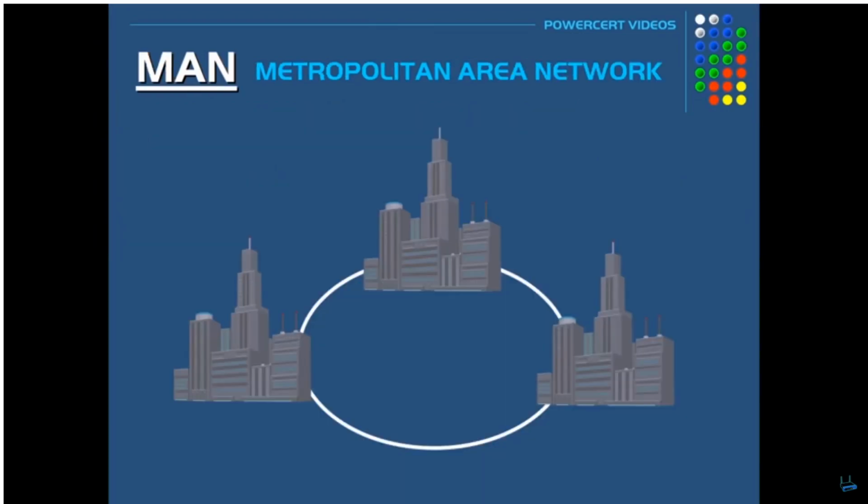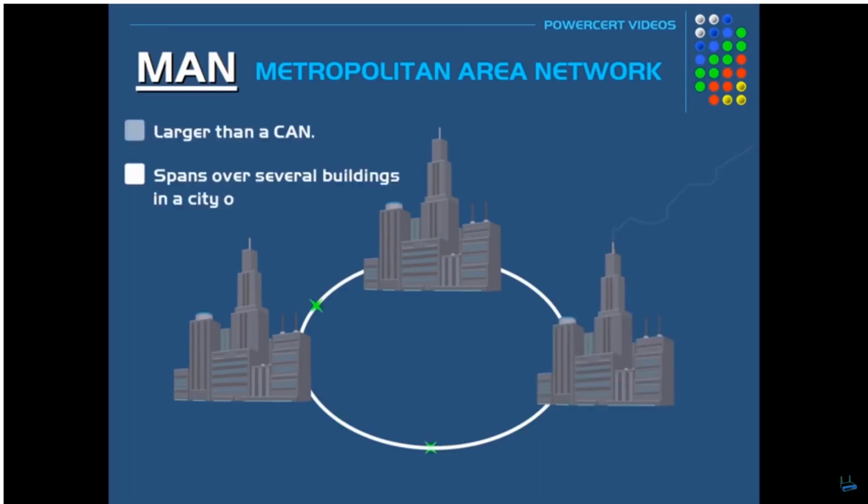And the next network type is a MAN. MAN stands for Metropolitan Area Network. This is a larger network than a CAN. It's a network that spans over several buildings in a city or town. MANs are typically connected using a high-speed connection such as fiber optic cable. It's a high-speed network that gives the ability for sharing data and resources within a city.